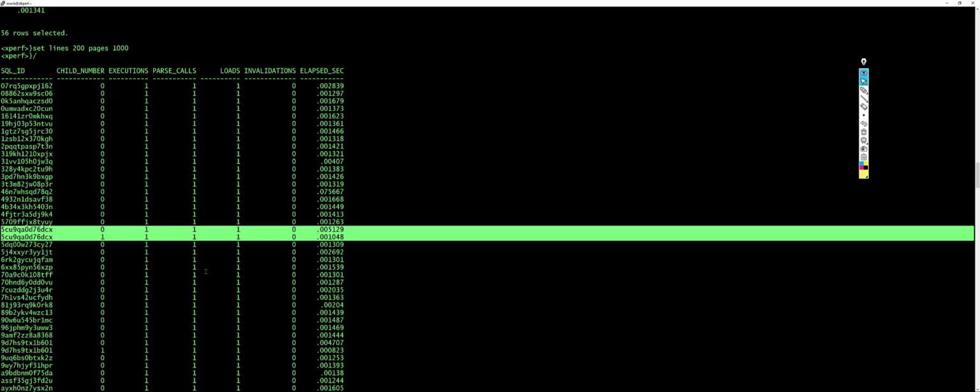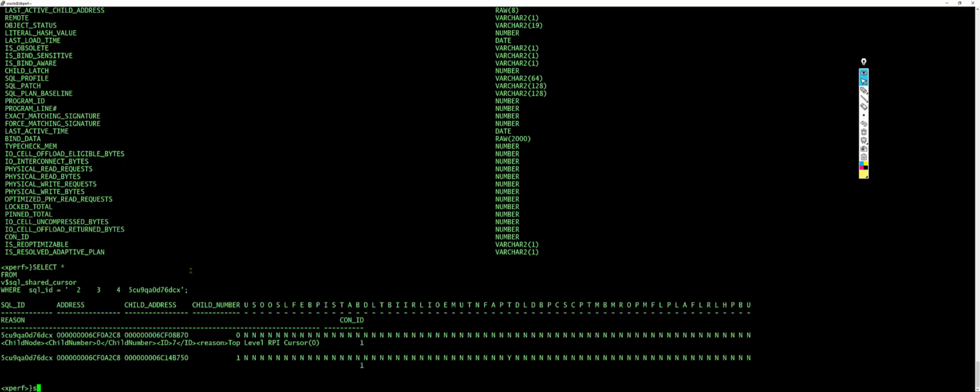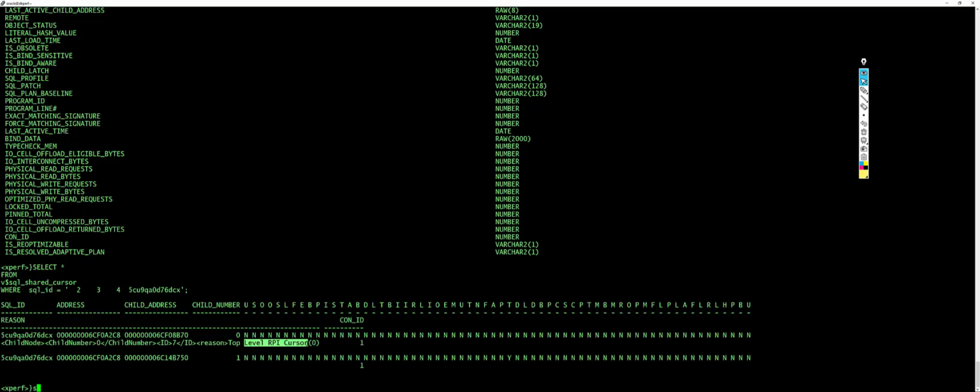So where will you find the reason why this child number is incremented and why this particular SQL statement is not shared? From V$SQL_SHARED_CURSOR. Here we have a reason column. Under the reason column you can see why it is not shared. Here, if you see, it is a top level RPI cursor. So it shows some reason, and we need to go and check the documentation to understand the complete reason. There are a lot of reasons.